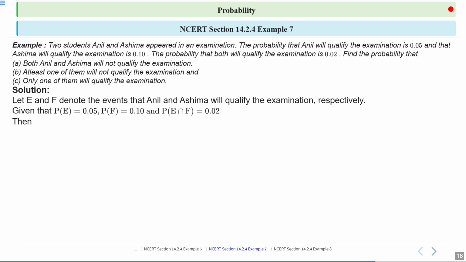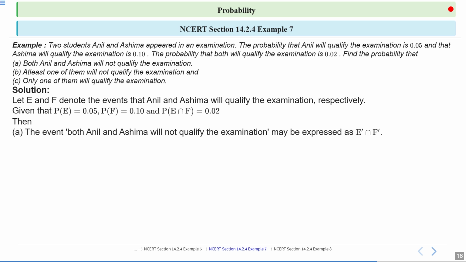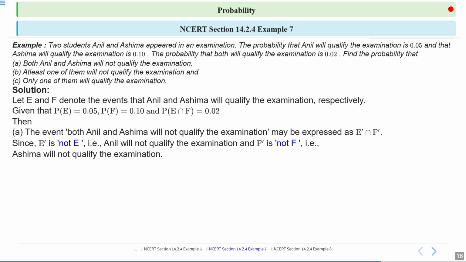And then the event that both Anil and Asima will not qualify the examination may be expressed as E complement intersection F complement. Note this point. Since E complement is basically not E, that is, Anil will not qualify the examination, and F complement is basically not F event, that is, Asima will not qualify the examination.